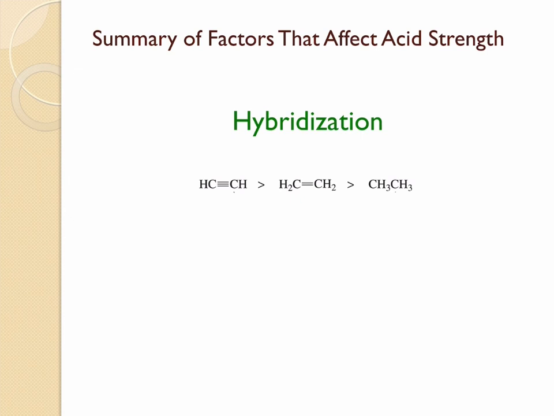The hybridization of an atom is going to affect the electronegativity of the atom. An sp hybridized carbon is more electronegative, and therefore any hydrogen that is connected to an sp carbon is said to be acidic, and therefore the acetylene molecule is a strong acid compared to ethane.